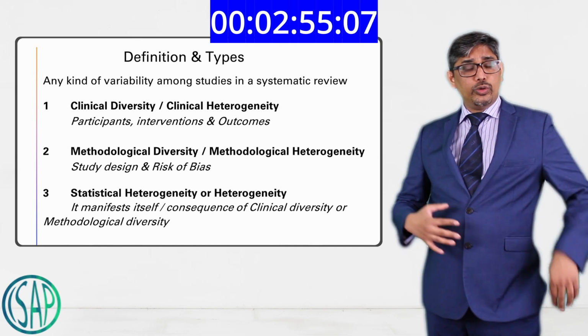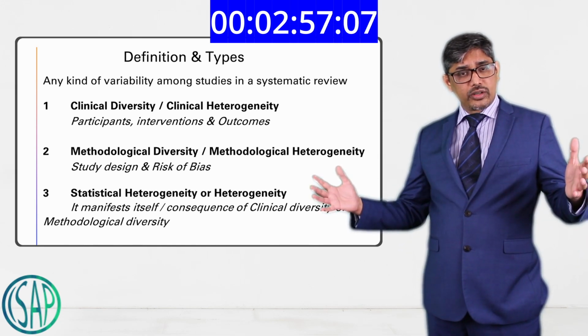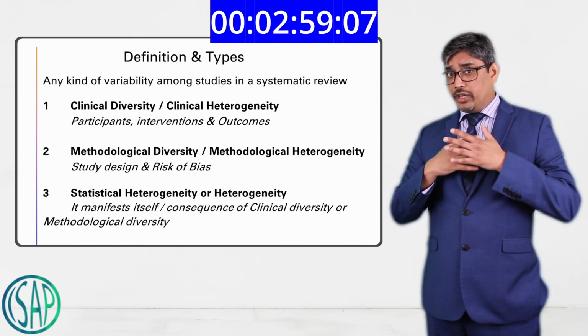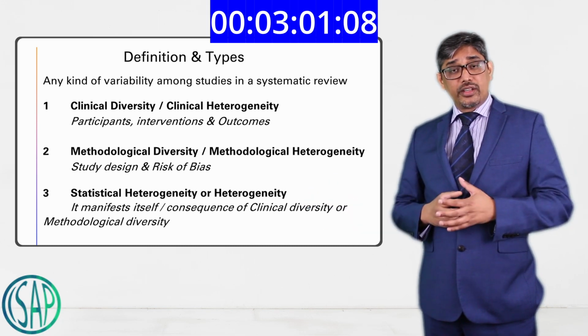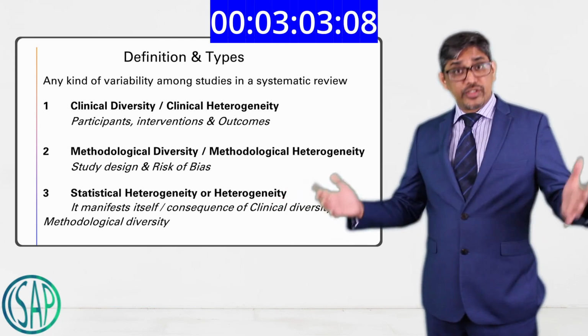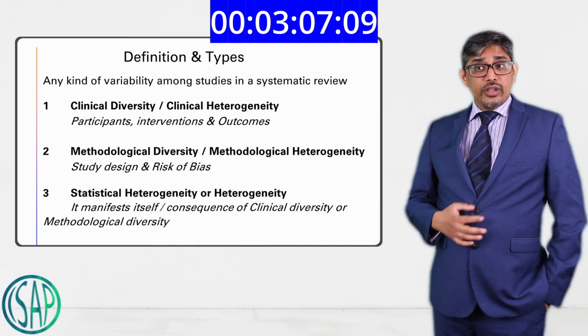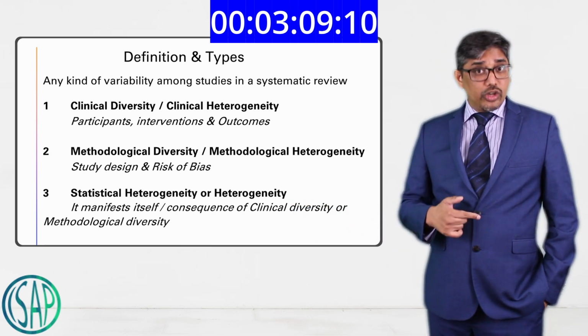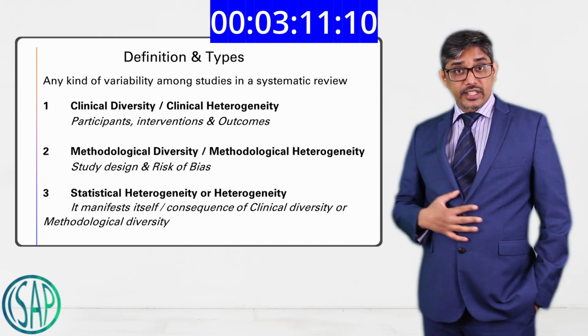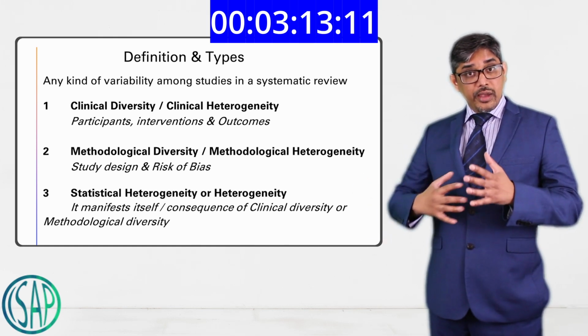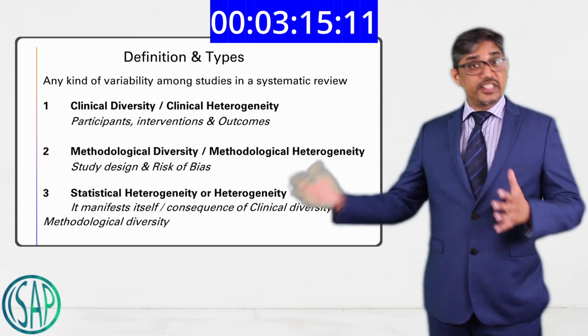So you have a very good participant cohort and you designed your study very well, but when you run the stats, the heterogeneity manifests as values like I square or Q. That means that you have to go back and look for it. That is what is statistical heterogeneity. Statistical heterogeneity manifests as a part of statistical analysis.